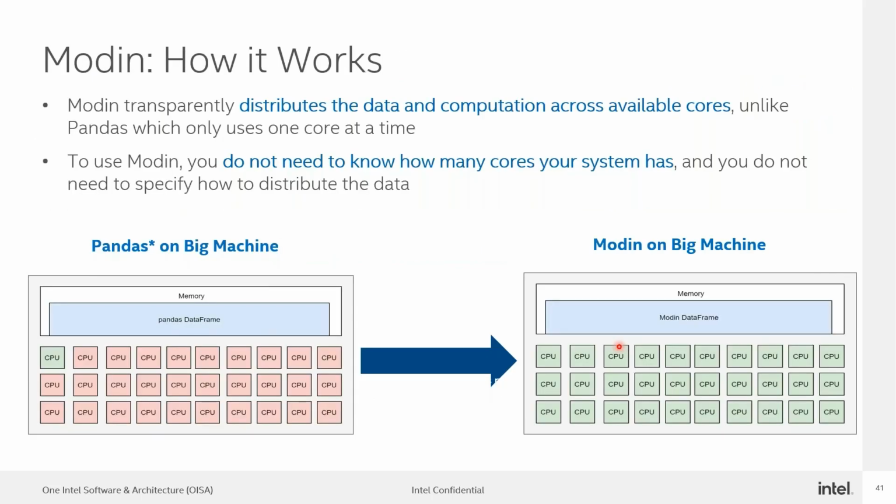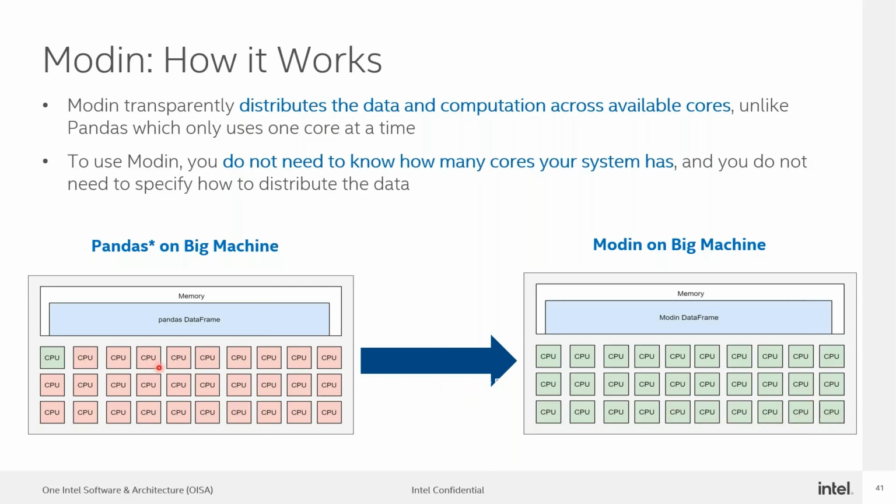So the reason why we can have higher efficiency with Modin is that for pandas, if we run pandas on a big machine with a large data set, no matter how many available CPU cores you have, pandas will always use only one core to do the data loading. So this is a very inefficient way. With Modin, it will automatically detect all the available CPU cores on your machine and use all of them to do the data loading.